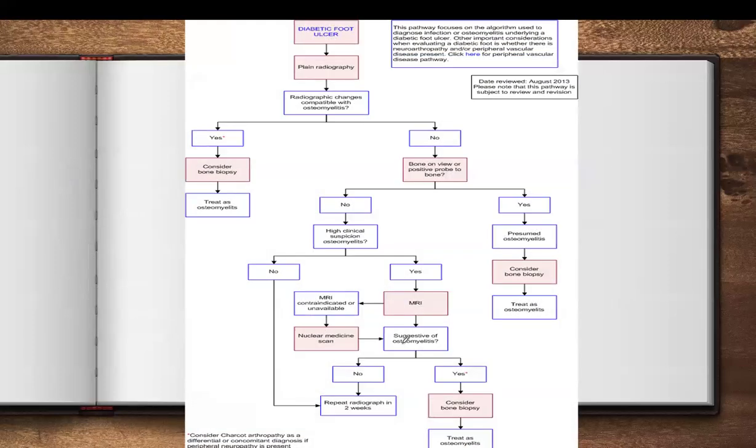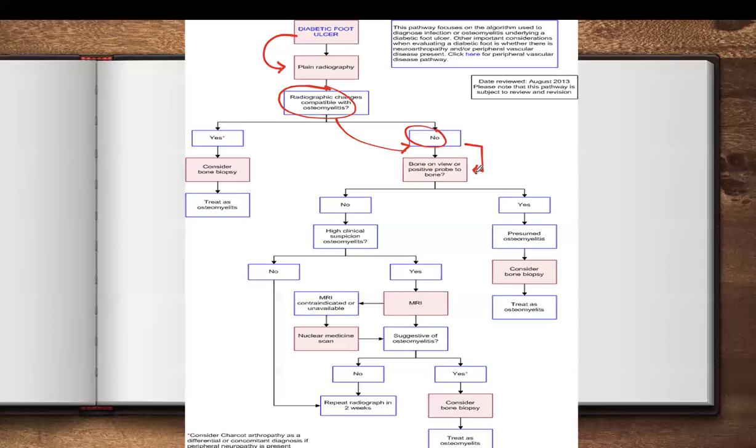Now, this is a chart from the Imaging Australia guideline. We have a patient with a diabetic foot ulcer, and let's say it is a non-healing ulcer for more than 2 weeks. We are concerned whether there is osteomyelitis, so we did an X-ray. Does the X-ray show any features of osteomyelitis? No. If it doesn't, our next option is, are we able to see bone through the ulcer? That's called bone on view.